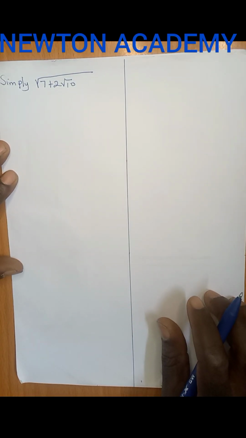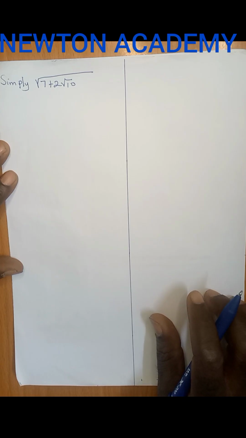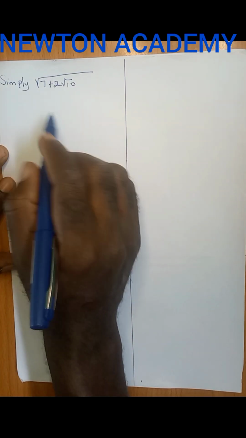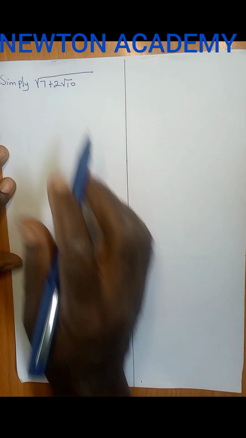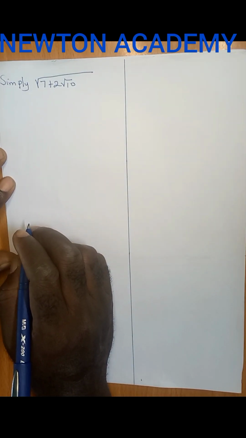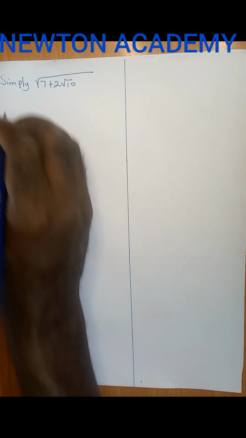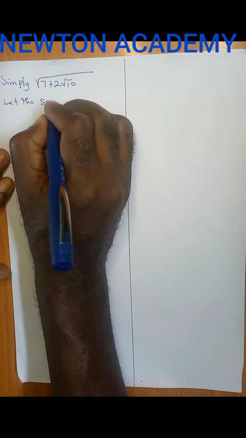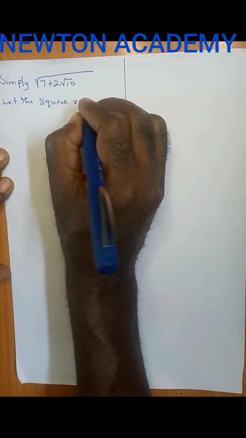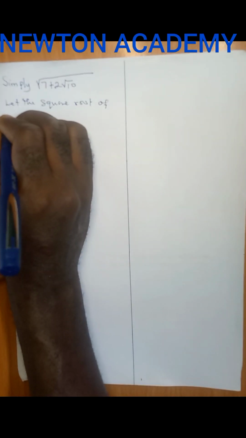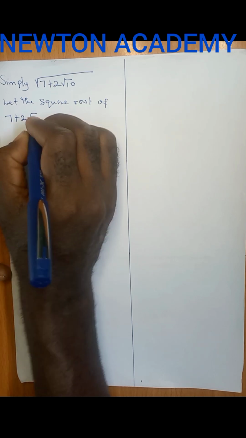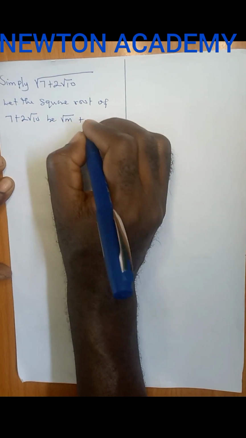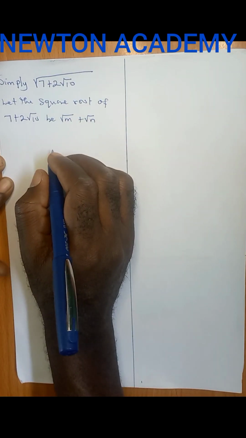We are to simplify the root of 7 plus 2 root 10. That is, we are to find the square root of 7 plus 2 root 10. Now what we need to do here is, we say let the square root of 7 plus 2 root 10 be root m plus the root of n.